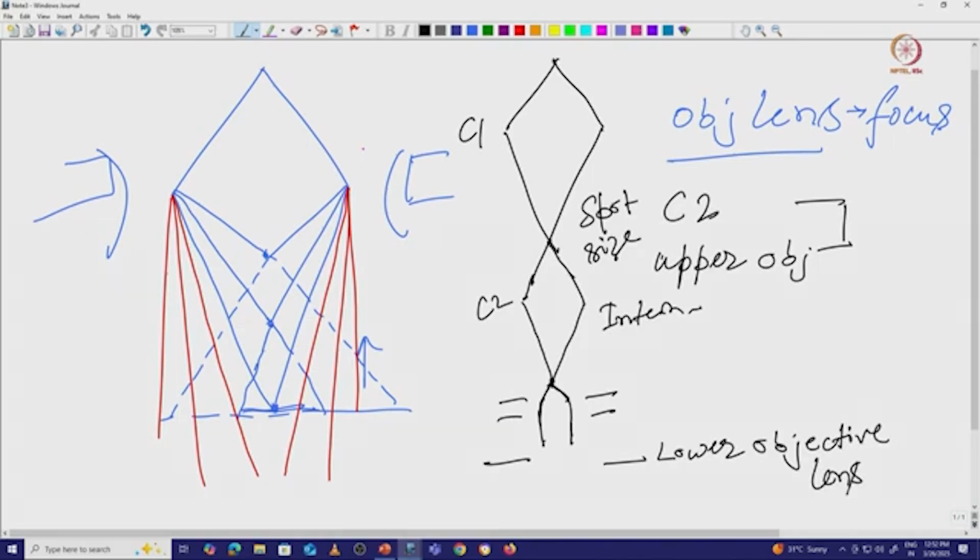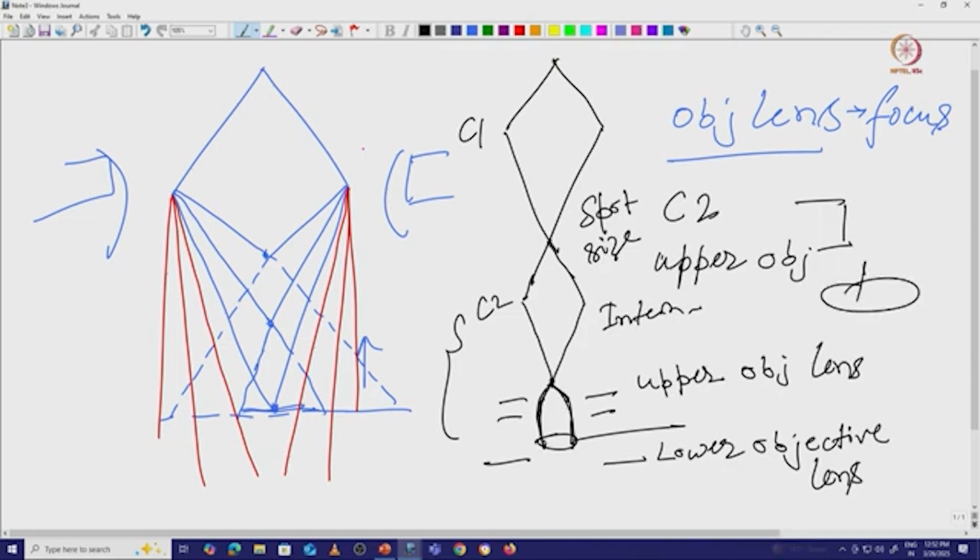If this is a lower objective lens and our sample is somewhere here, you can see we use the upper objective lens current and the C2 in such a way that it makes that electron beam parallel. So it will go through our sample as a parallel electron beam. It is not going to affect the scattered or unscattered electrons.